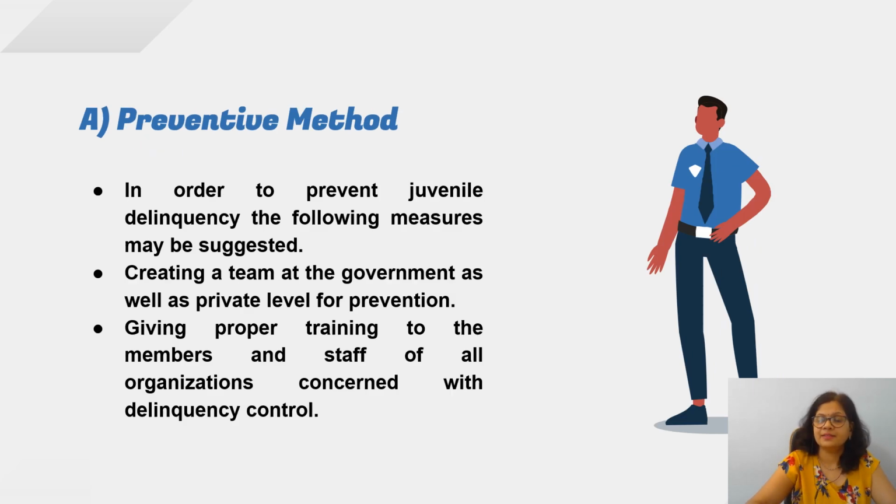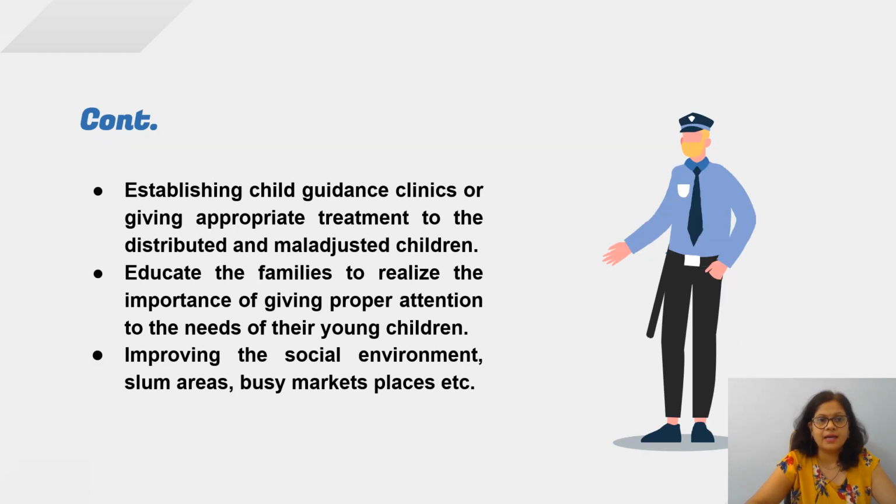Preventive method. In order to prevent juvenile delinquency, the following measures may be suggested. Number one is creating a team at the government as well as private level for prevention, giving proper training to the members and the staff of all the organizations concerned with delinquency control. Then establishing child guidance clinics or giving appropriate treatment to the disturbed and maladjusted children.